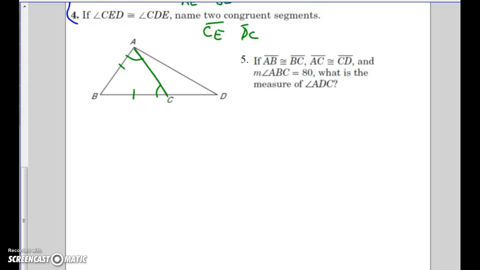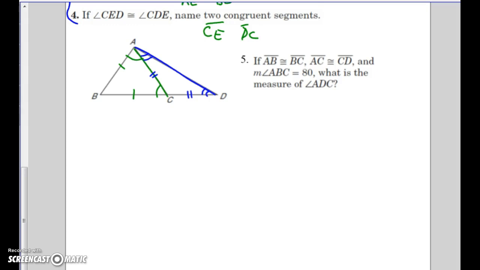Then it says here that AC is congruent to CD. So which one's my base? AD. Remember that my base angles are going to be congruent. You see the differences in my marks? If you don't put those marks, you won't be able to solve this problem. Do we have to put the double mark? Yes, because this one angle here is not the same as this one.